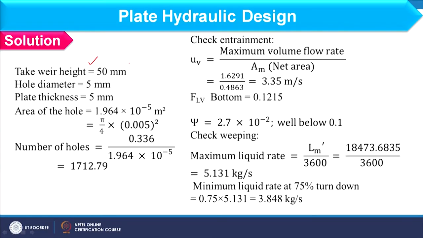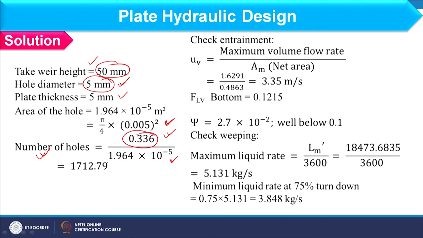So now we have to decide the weir height, hole diameter and plate thickness. So let's see that. As far as weir height is concerned, the most recommended value is 50 mm, and for hole diameter it is 5 mm, and we can consider plate thickness as 5 mm. So once I have the hole diameter, I can calculate cross sectional area of one hole, and we can find out number of holes considering hole area divided by area of one hole.